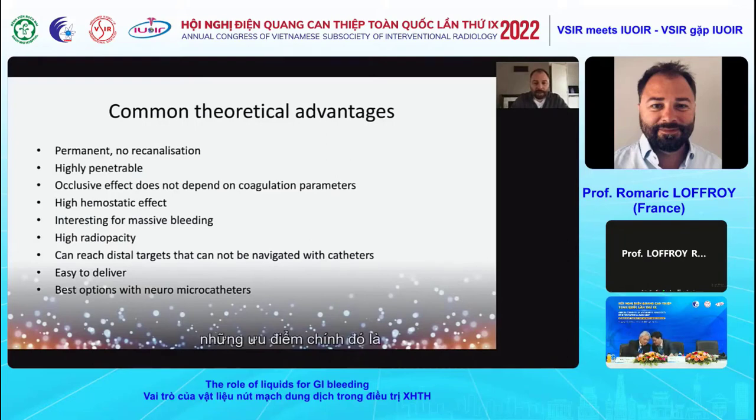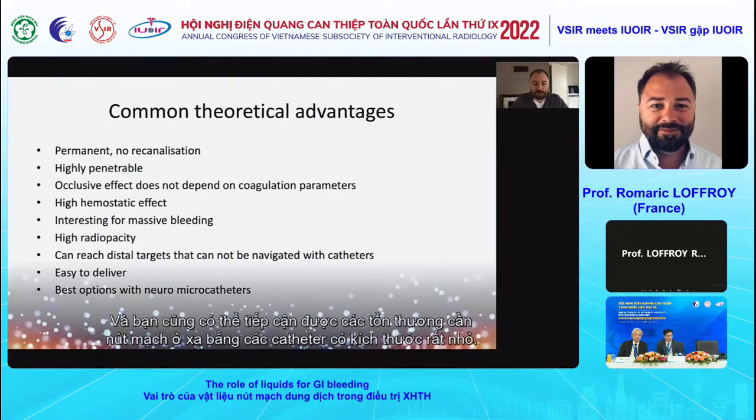The main advantages are that they are permanent. The risk of recanalization is exceptional. This is highly penetrable. One of the main advantages to me is that the occlusive effect does not depend on coagulation parameters of patients, especially with glue, which is very interesting, especially in bleeding patients with coagulation disorders, which is not the case with other mechanical agents. This is highly hemostatic, very interesting for massive and focal bleeding, with high radiopacity.